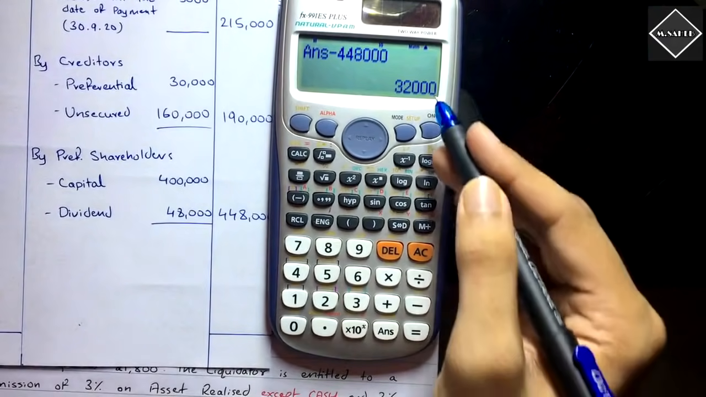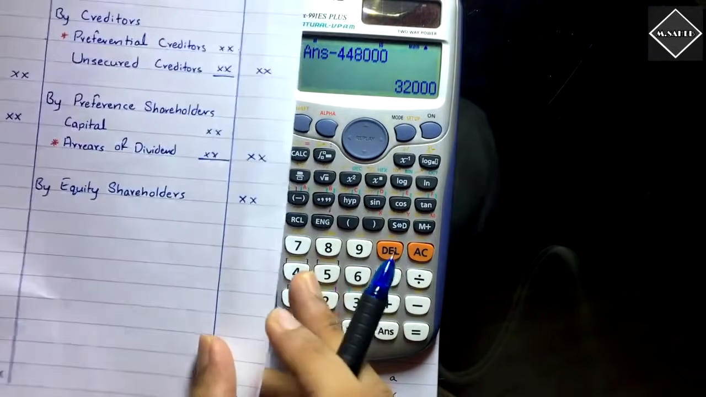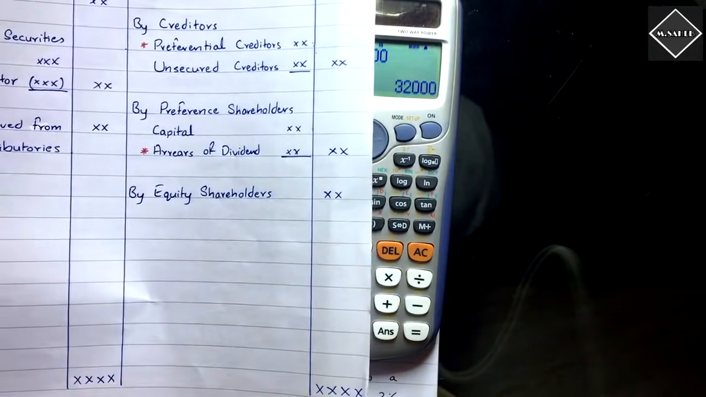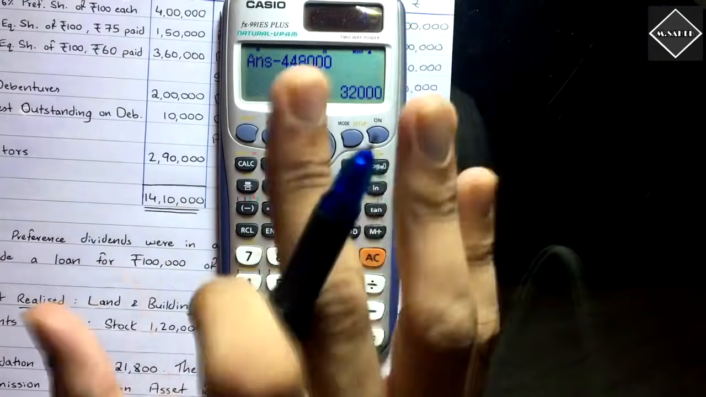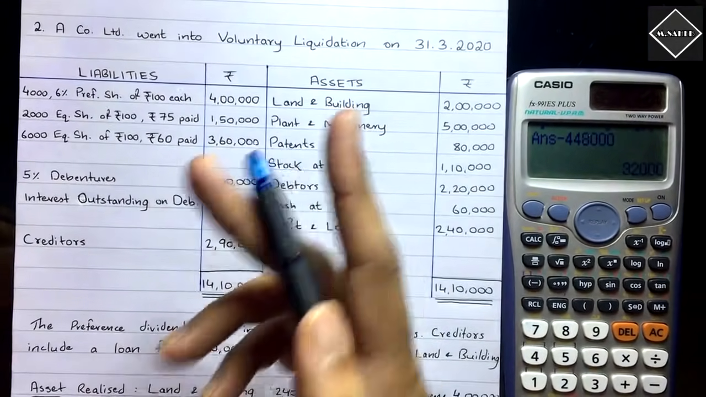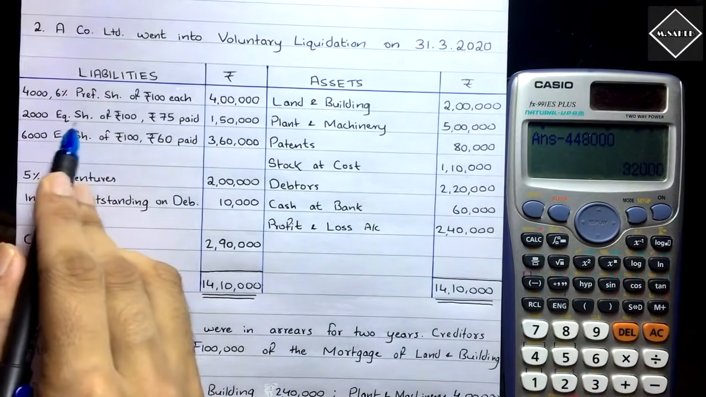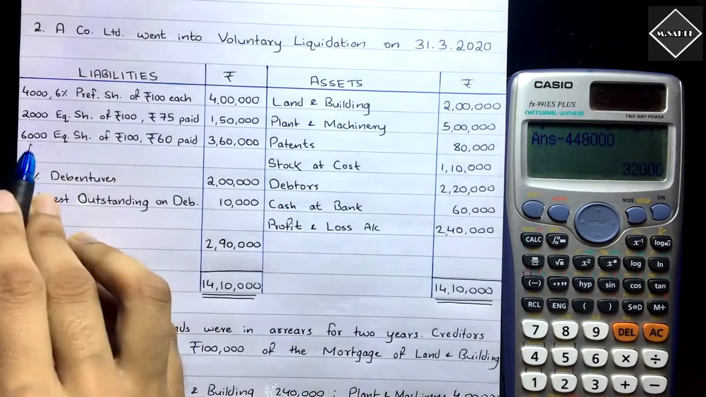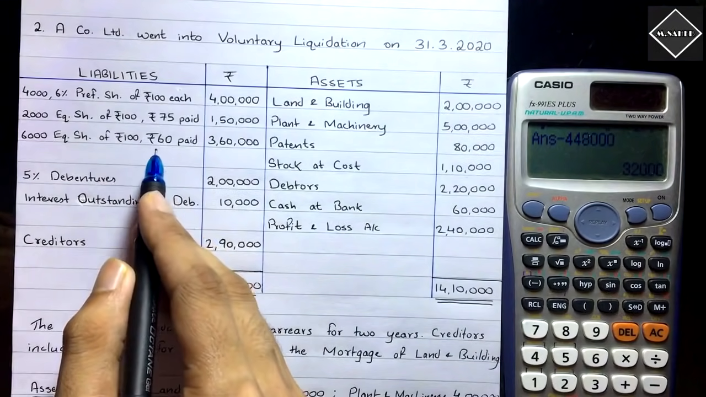We have 32,000, and that is to be paid to whom? That is to be paid to the residual, the real owners of the company, equity shareholders, right? But in the question, as you can see, we have 32,000. We have to pay to equity shareholders. But now in the question, you can see that we have got two categories of equity shareholders, two different classes of equity shareholders. We have 2,000 equity shares of rupees 100. The face value is 100, but the paid up value is 75. And another category, 60,000 equity shares of rupees 100. Face value is 100, but the paid up value is 60.